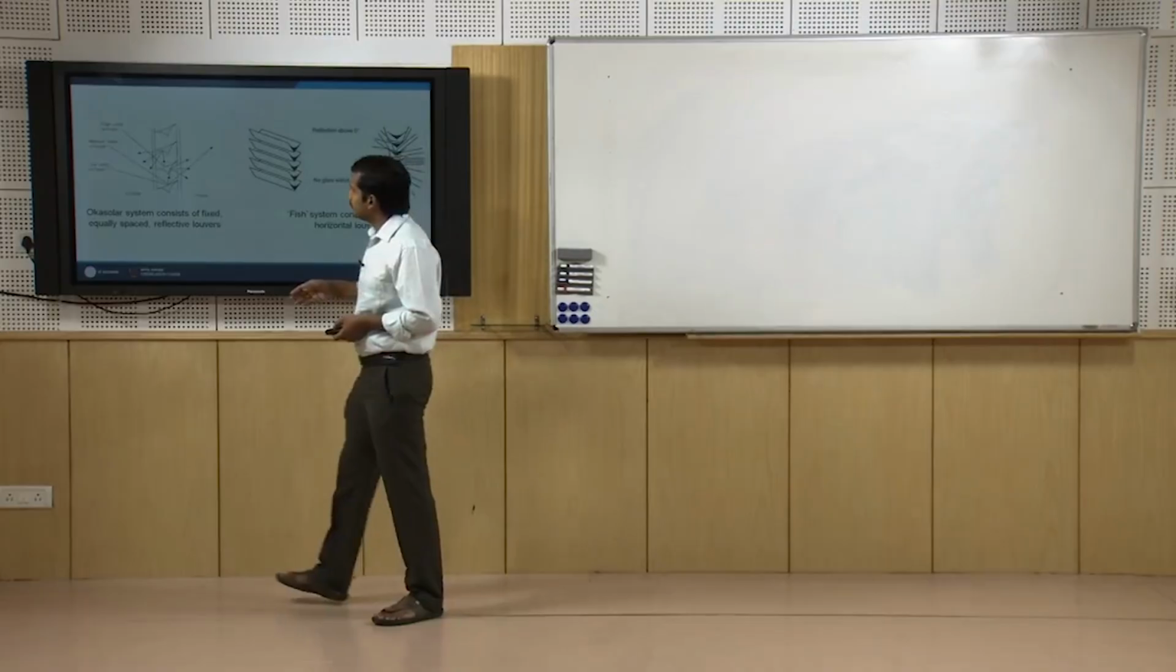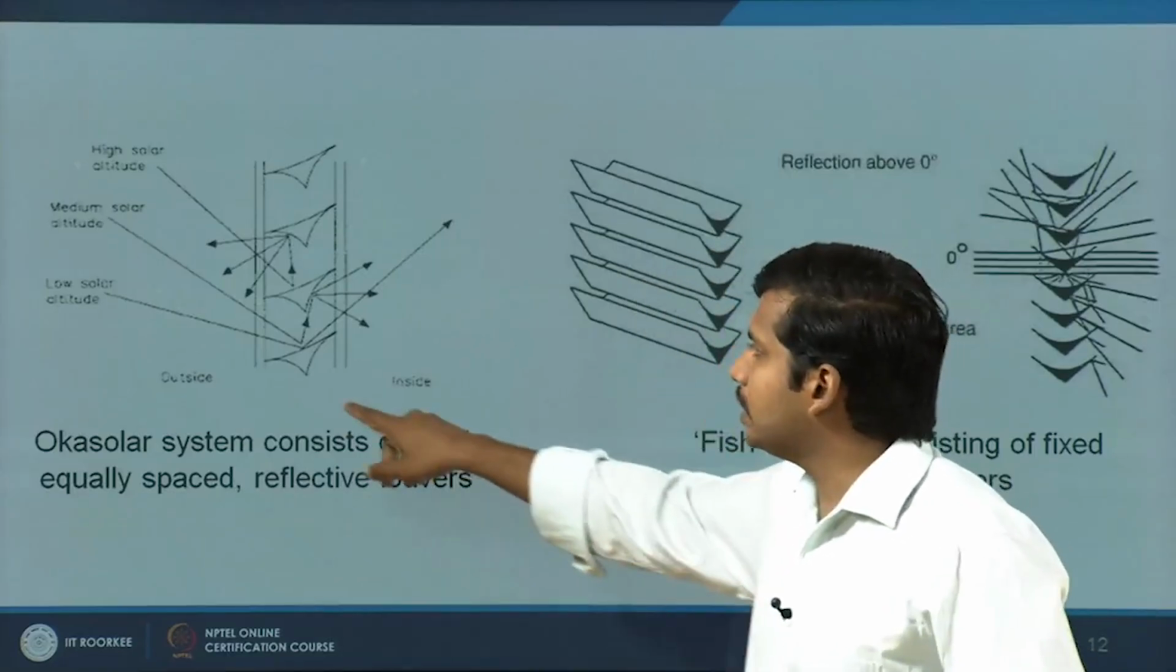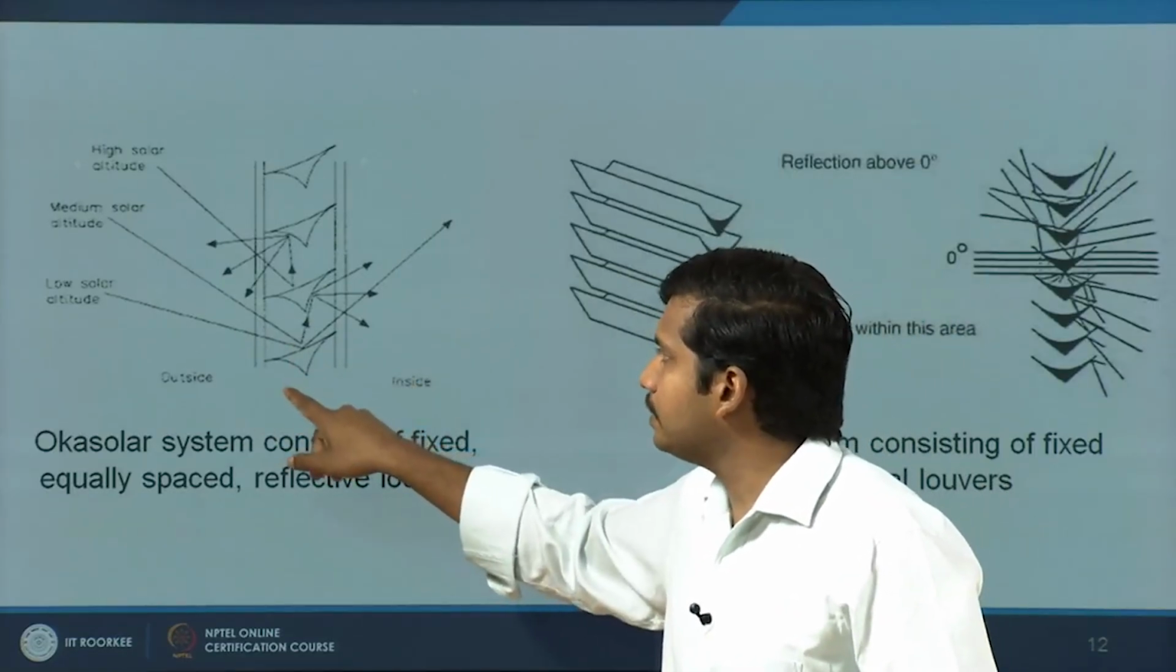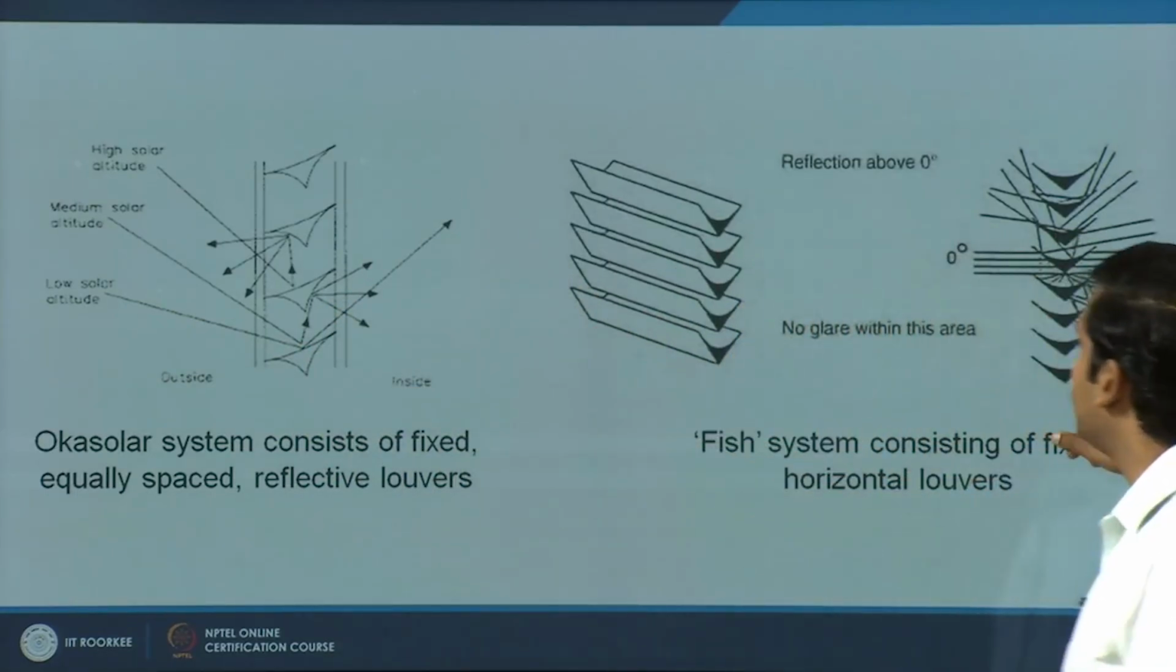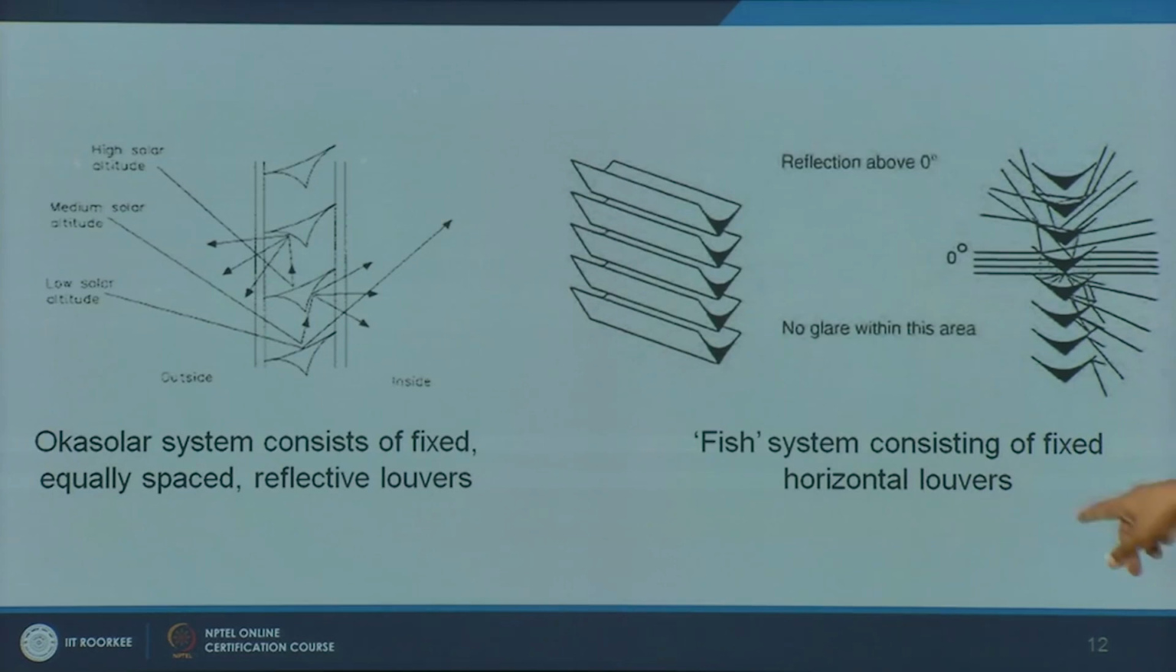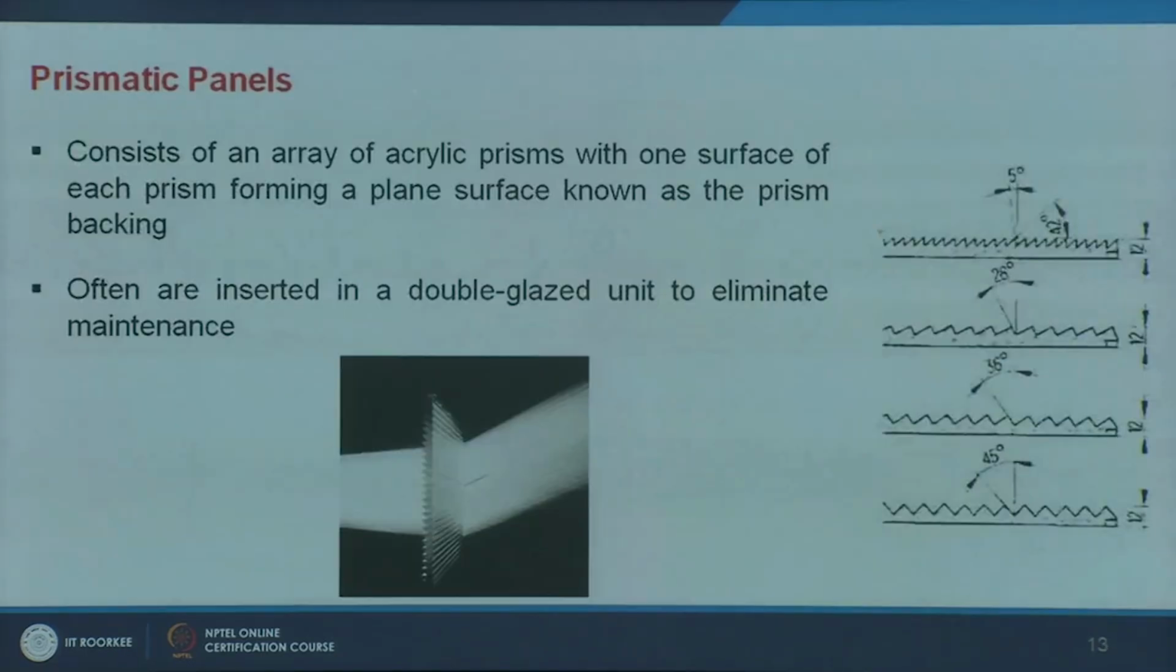Some of the examples, for example, these are reflective louvers placed in between two panes of glass. They reflect and re-reflect light into the interiors. You also have fish systems, which are another type of reflection where the light falling on it gets scattered and then you are getting more diffuse reflections focused into the particular space.